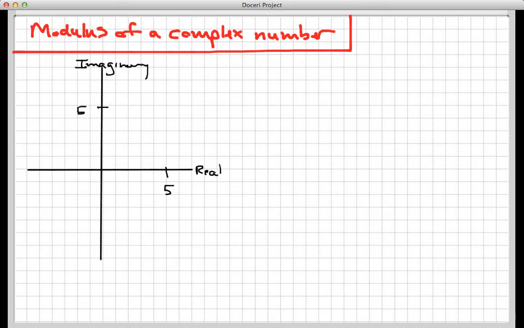Hi, and welcome to this video on the modulus of a complex number. So what's the modulus of a complex number? Well, to understand this, we need to think about how we plot complex numbers.